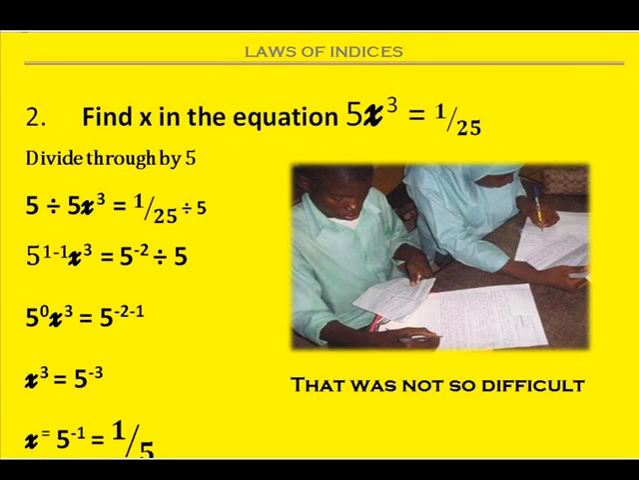Second question, you're expected to find the value of x in the equation. Of course, it starts by dividing through by 5 and simplifying the process. Look at the correction and see where you've done well and where you need to make some correction. Take note of the use of the powers, the signs. Addition of negative to negative gives a negative answer. The final answer for x is 1 over 5.